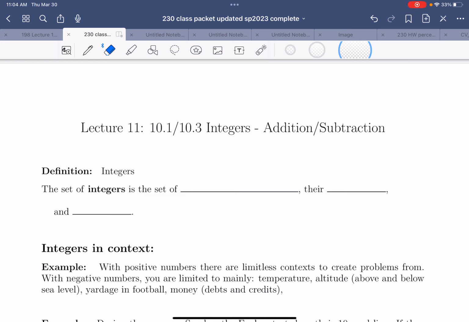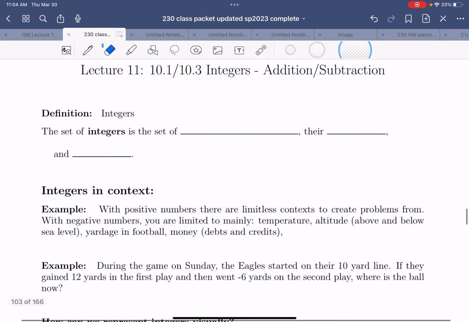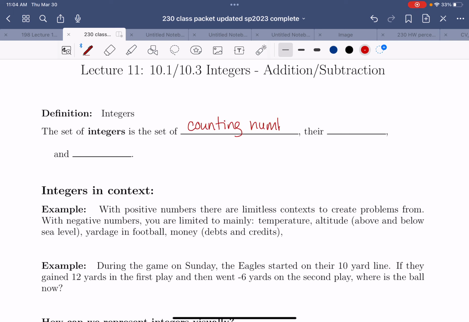Chapter 10 is all about integers, and we want to be able to represent them and then do all of our operations with them. So when we talk about integers, integers is the set of counting numbers, right? So the numbers 1, 2, 3, 4, 5. So our counting numbers, our technical term for that would be our natural numbers.